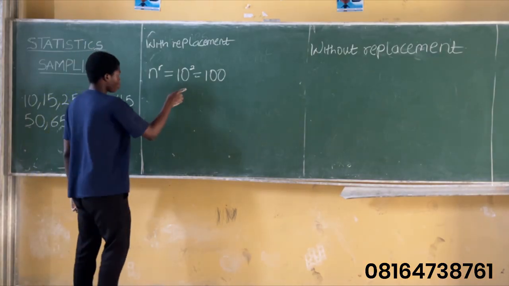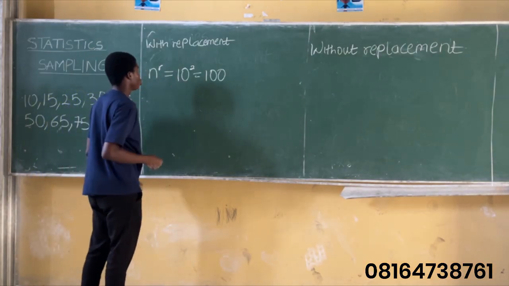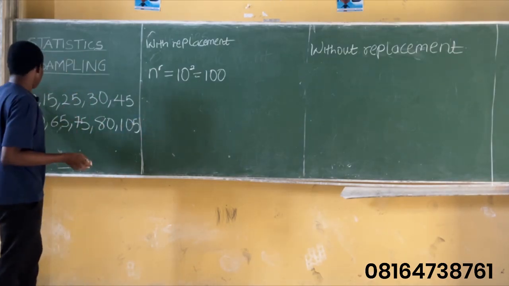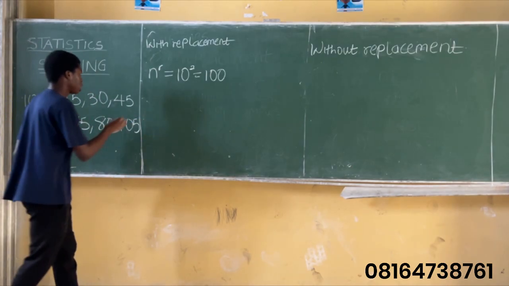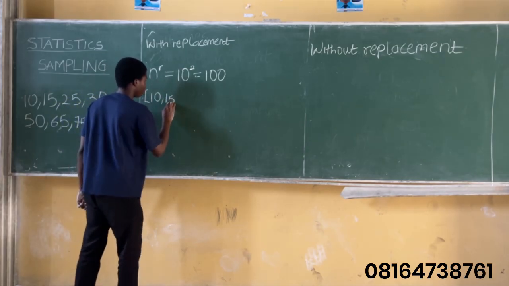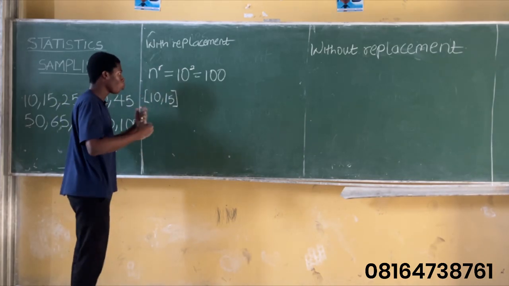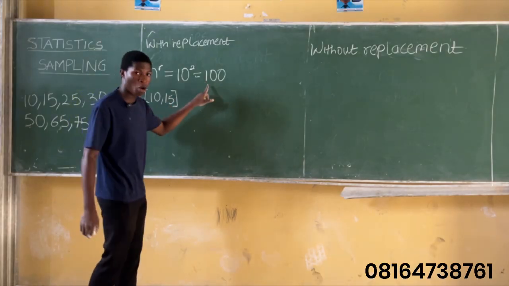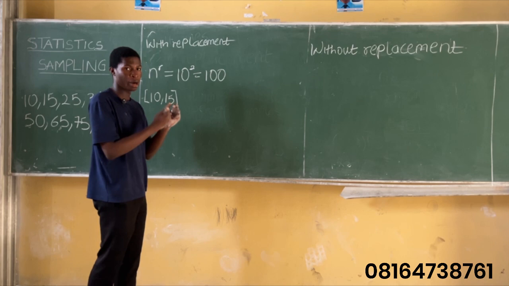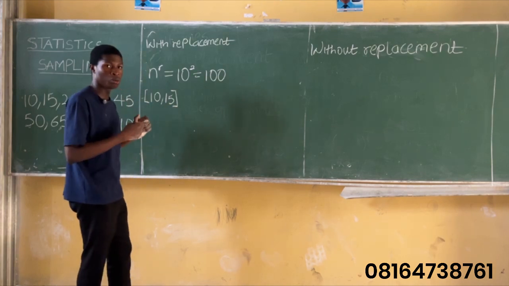So N is 10 and R is 2. They say we should construct the samples. So this is 10, 15. We'll write out our first sample, 10, 15. I'm just showing you how, if you're to write out all, there are 100 outcomes. Because of this video, we won't be able to write out the whole 100, but I'm going to show you how to do it.